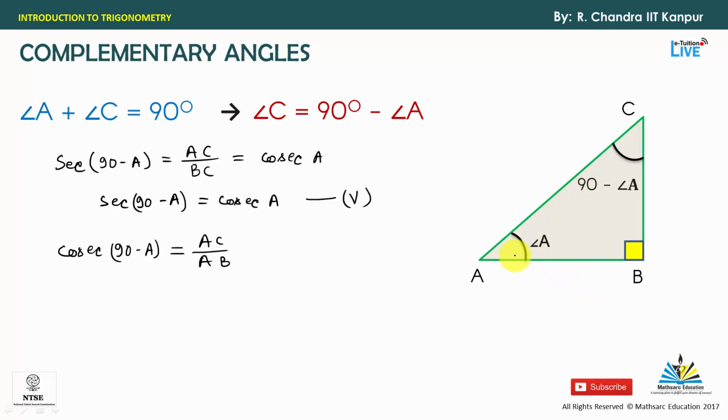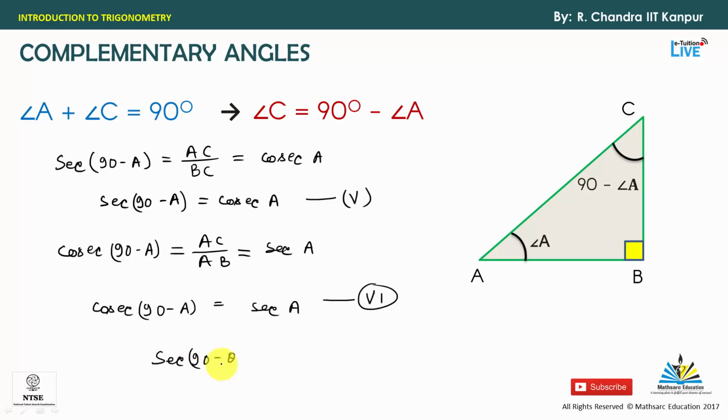Now with respect to angle A, AC upon AB becomes equal to sec of angle A. So cosec 90 minus A is equal to sec A. So this is formula number 6 for complementary angles. In general, we can say sec 90 minus theta is equal to cosec theta, and cosec 90 minus theta is equal to sec theta.